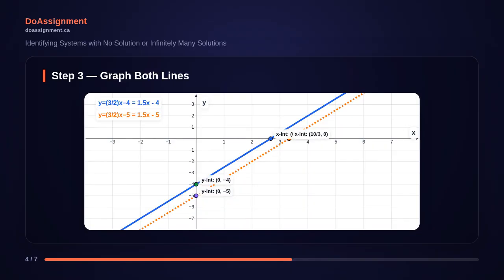Looking at the graph, we can see both lines running parallel to each other. They have the same steepness, but are shifted apart vertically. The first line crosses the y-axis at -4, and the second crosses at -5. They never meet anywhere on the coordinate plane.